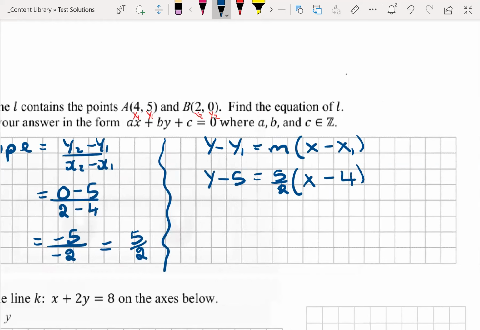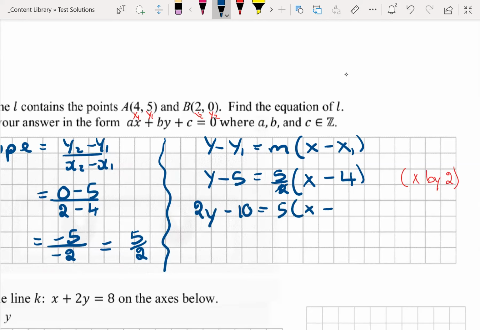Okay, we have a fraction. So I always said deal with that fraction by multiplying by the denominator, in this case 2, so the bottom part of the fraction. So multiply both sides by 2. So we end up with 2 by y, which is 2y. 2 by minus 5 is minus 10. 5 over 2 by 2 cancels that 2 and you're just left with a 5.